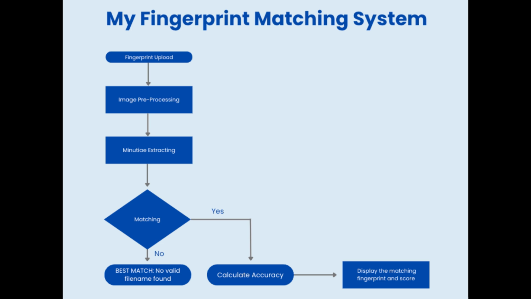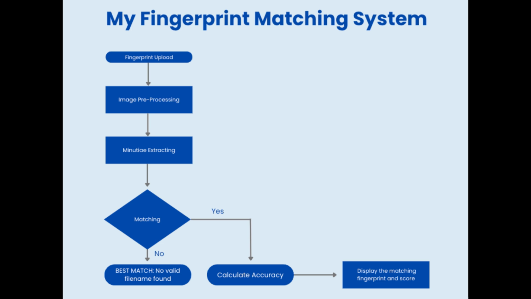Third is the minutiae extracting. The system identifies the unique features of the fingerprint, like ridges and patterns called minutiae points. These are what make every fingerprint unique. Then comes the most important step, matching. The system compares the extracted minutiae against a database of fingerprints. If a match is found, the system calculates the accuracy and confirms how closely the fingerprints match. If no match is found, it provides an output saying that no valid match was found.